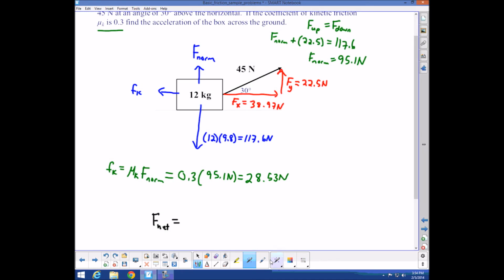Again, as I set this up, I'm going to choose the right to be my positive x direction. So my net force is going to be 38.97 newtons plus the force of friction. But since the force of friction is acting to the left, that's going to be negative 28.53 newtons.